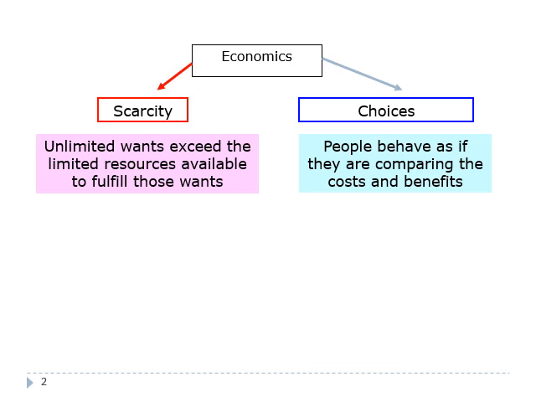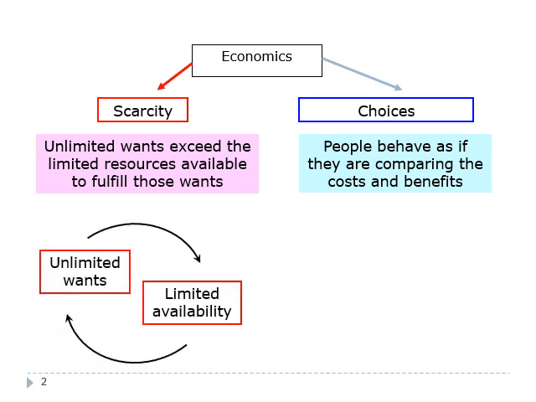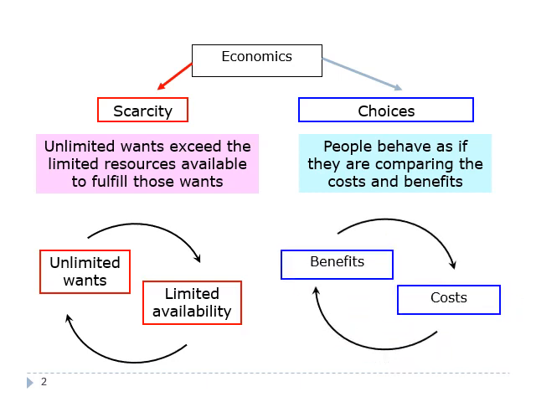We're assuming here that people behave as if they are comparing the costs and the benefits, right? They're not just making these choices randomly. If the costs and benefits change, then people will make a different decision. So we're assuming there's some degree of rationality going on here. We have unlimited wants, and we have limited availability of resources. That's what's going on on our scarcity side. And therefore, they're weighing the benefits and costs of their decision and trying to make good use of their resources. So this is the basics of microeconomics.